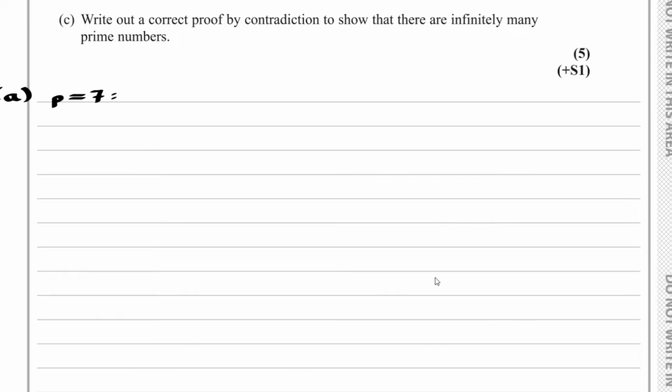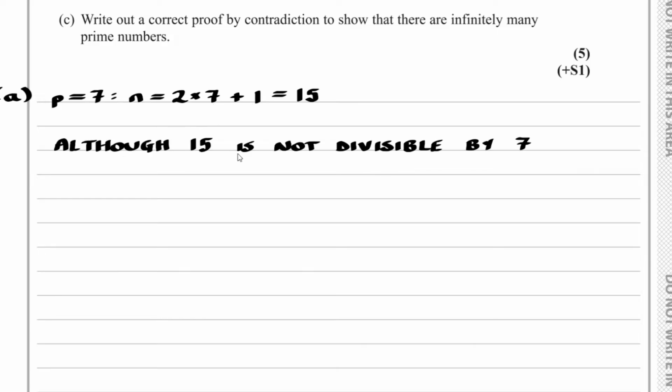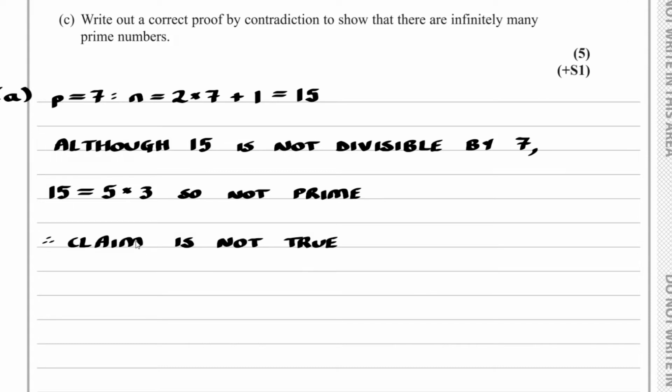So for part A, if we think about p equaling 7, n will then equal 2 multiplied by 7 plus 1, which is 15. Although 15 is not divisible by 7, 15 is equal to 5 multiplied by 3, so it's not prime. So the claim is not true.